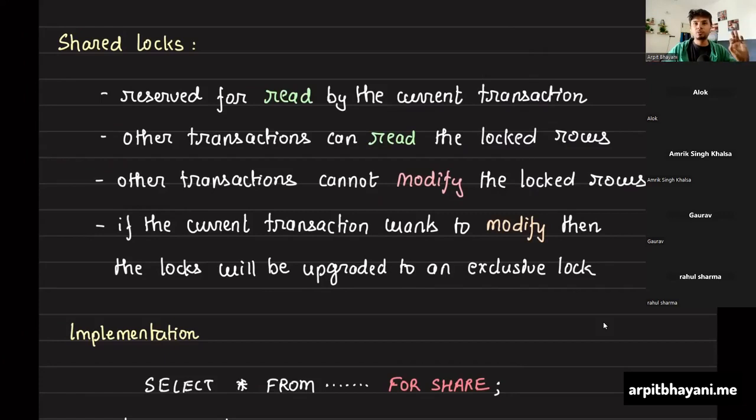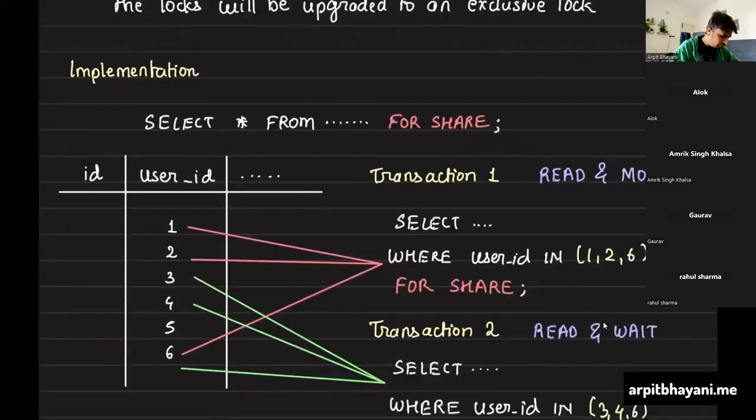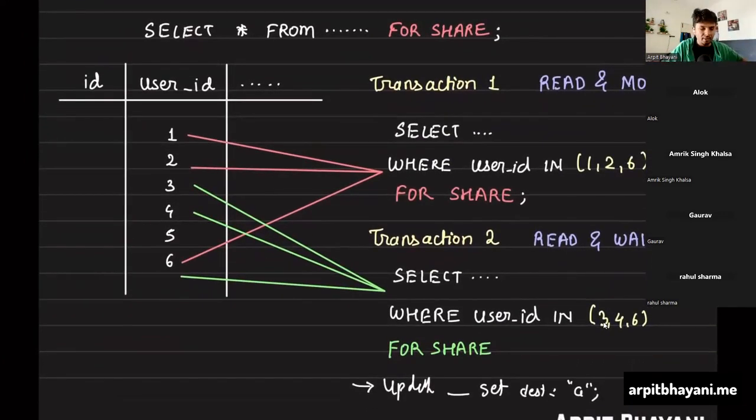So what shared locks do, first, let me directly jump into the SQL query. If you are writing a SQL query where you want to acquire a shared lock on a particular row, what do you do? You write your normal select statement and just end it with FOR SHARE. As soon as you end your statement with FOR SHARE, whichever rows match this SQL query, your transaction will get a shared lock on those rows.